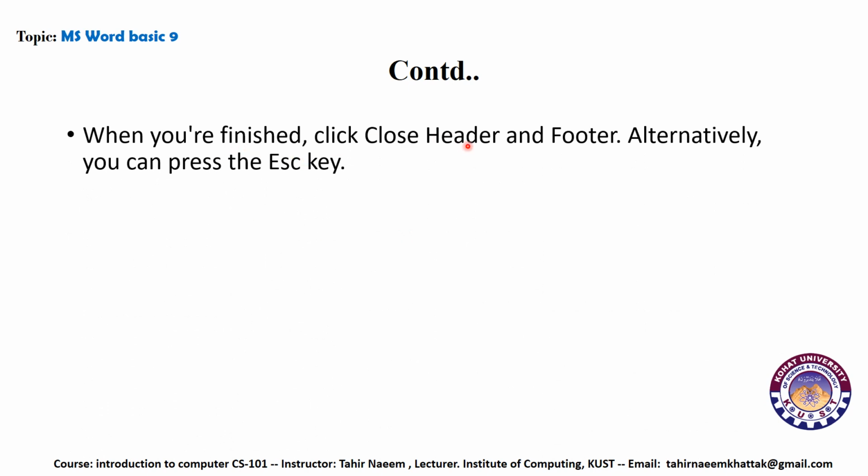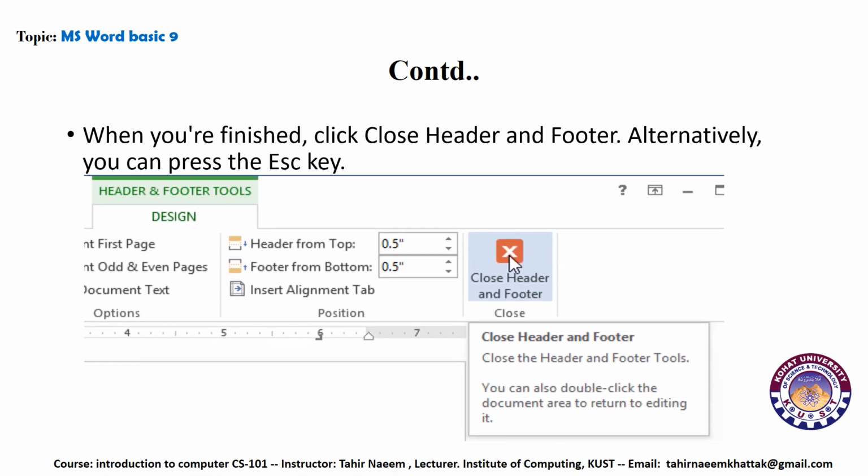When you are finished, click Close Header and Footer. Alternatively, you can press the Escape key. So basically, when we are finished, in the Design tab we have to click on this cross symbol, which also shows Close Header and Footer, with an explanation that it closes the header and footer tools. You can also double click the document area to return to editing it, while if we click on it again, then we can edit it. So whenever we want to close this, we click on this cross, or we simply press the Escape key on the keyboard.